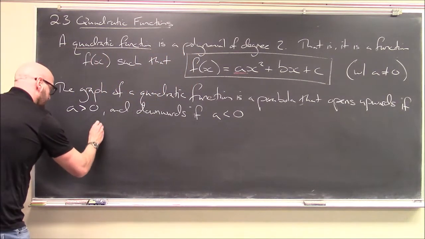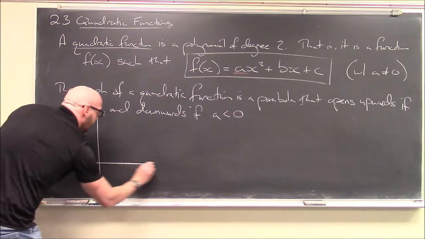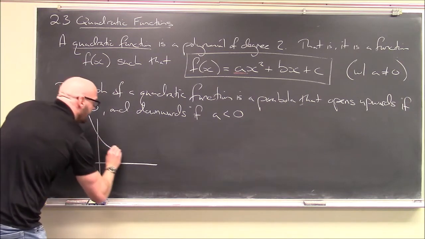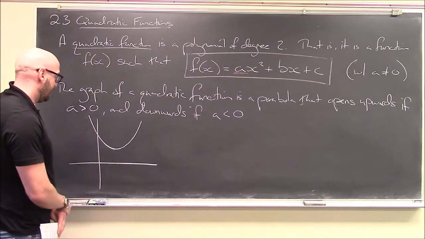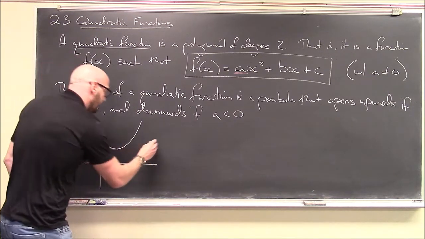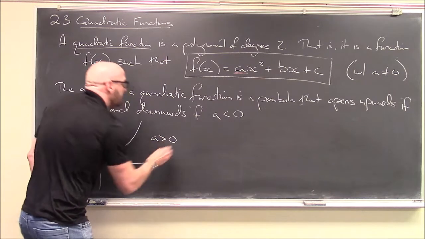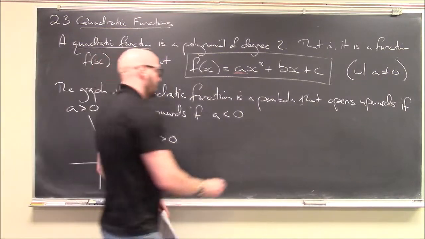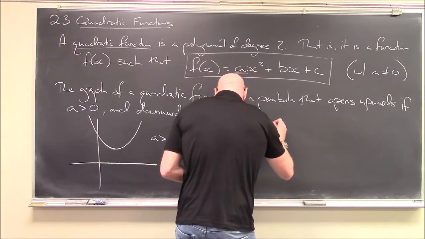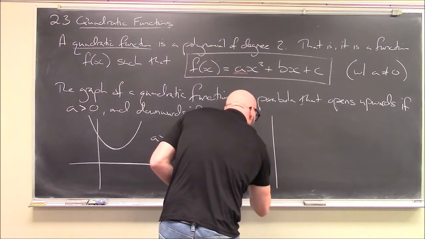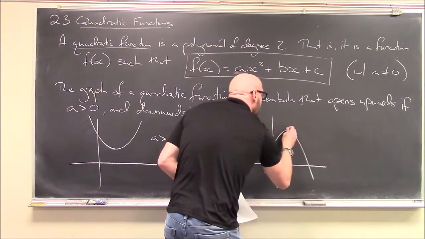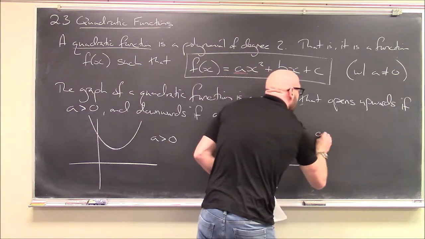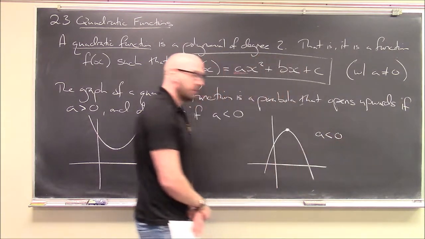So in general, here's the two shapes you're looking at. Here's my parabola. This is the general shape of a parabola. And this is the upward opening case, so here's the a bigger than 0 case. Or I have a parabola that opens downwards, something like this. Here's the a less than 0 case.